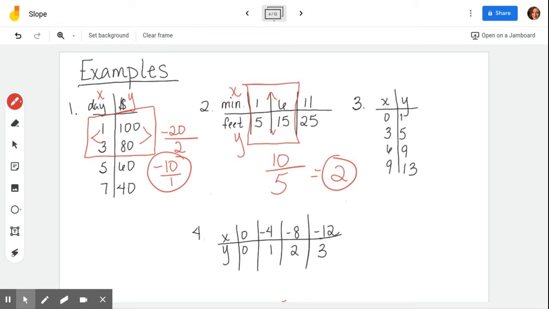Number 3, focus on your Y's. Pick any 2 points. I usually stick with the first ones. On my Y's, to get from 1 to 5, that takes 4 moves in a positive direction. And on my X's, to get from 0 to 3, that takes 3 moves in a positive direction.